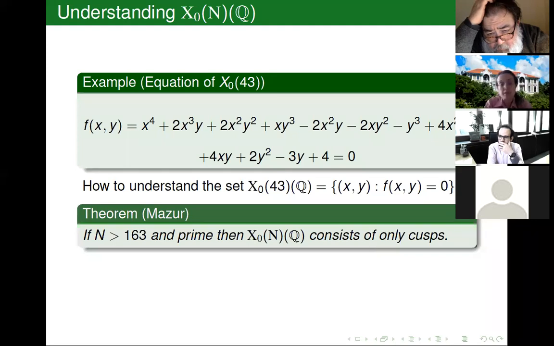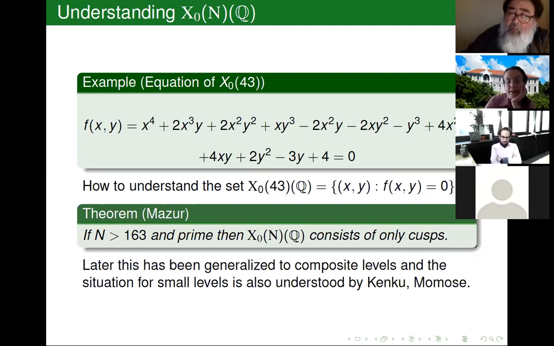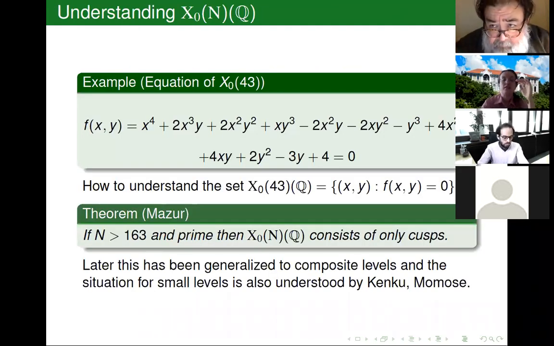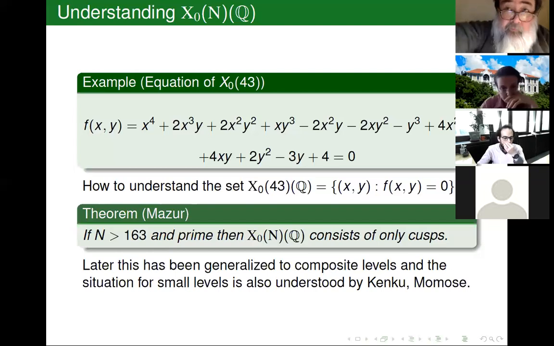But other than those cusps, there are no rational points, no matter what the level is, if it's big enough. Later on, this result has been generalized to composite levels as well, and smaller levels have also been studied by Kenku and Momose. So we have the full result. That is the very brief summary of the classical Fermat result, and how Mazur's theorem is used during the proof of this result.